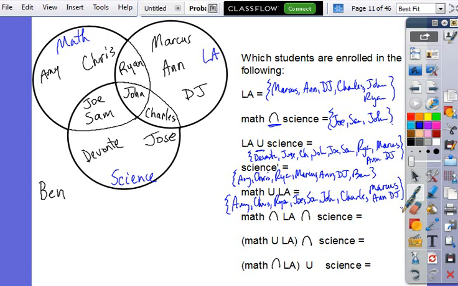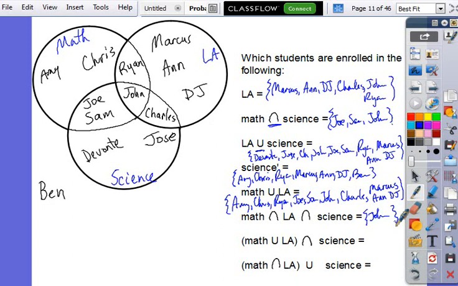What is the next one meaning? Math and language arts and science. All right, so that means they've got to be in math and language arts and science at the same time. That's John. If it's the "and," it's got to be all of them at the same time. If this was the "or," that would be everybody except Ben.